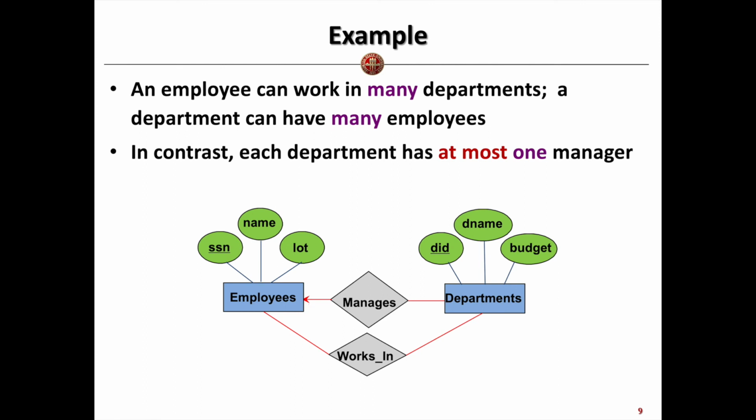So in this example, we show you that between the same pair of entities, we can have multiple relationships connecting them. And you can also think about some other cases which can connect the same pair of entities with different relationships.